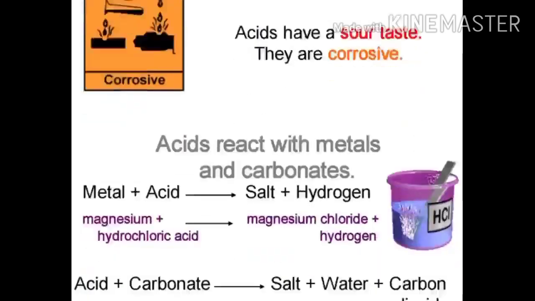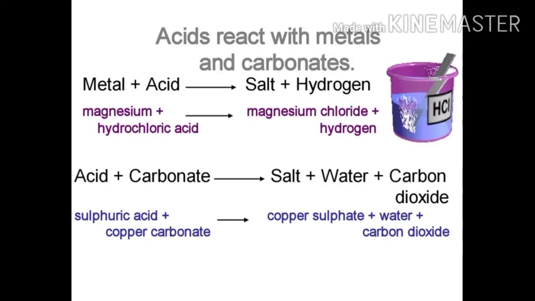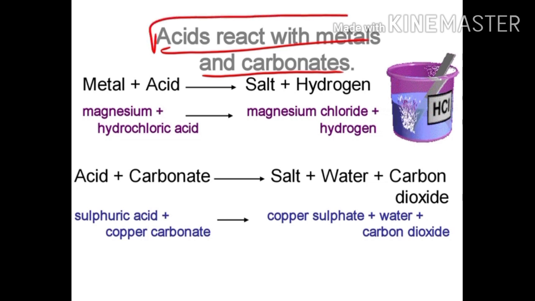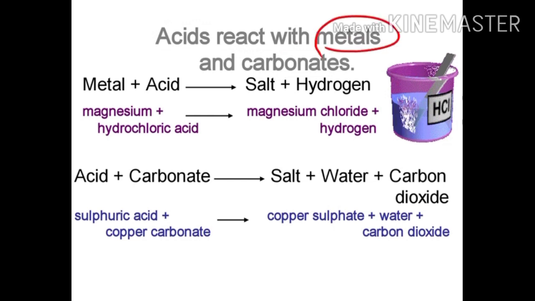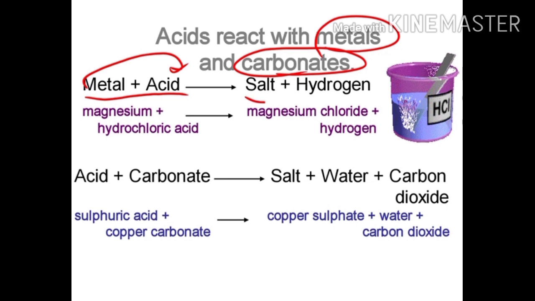After that, acids react with metals. That is one more term. Acids react with metals and carbonates. See how acids show the reaction. There are two reactions I have mentioned over here: acid reacts with metals, and acid reacts with carbonates. If acid reacts with a metal, it will form salt and hydrogen gas will be liberated.